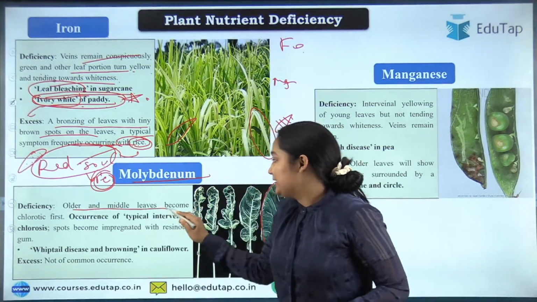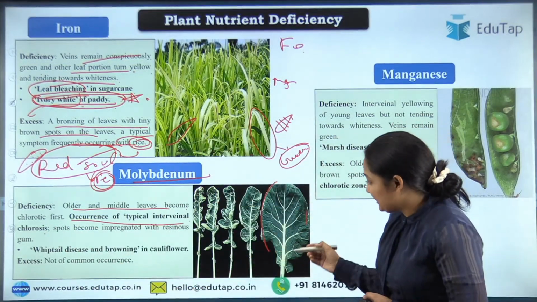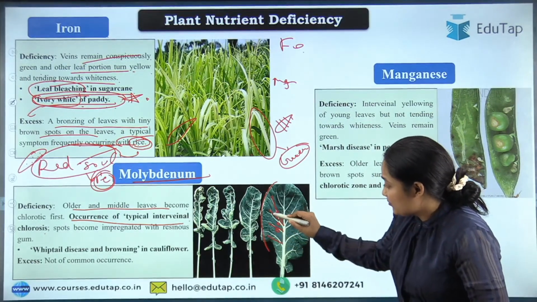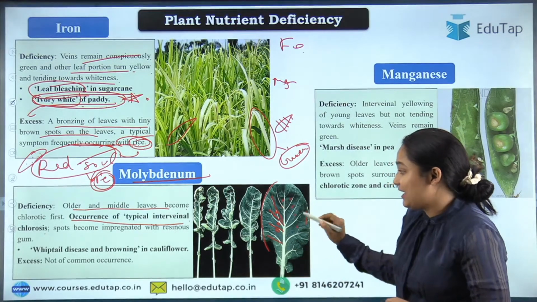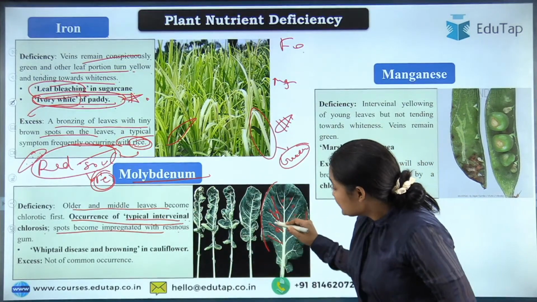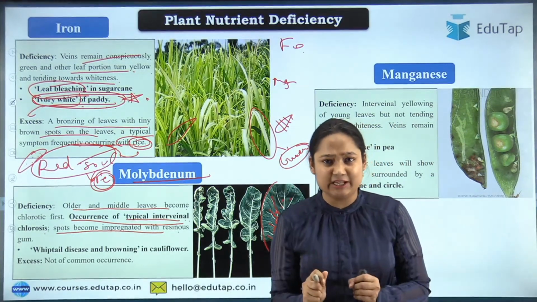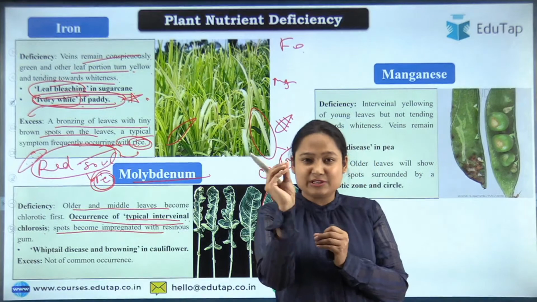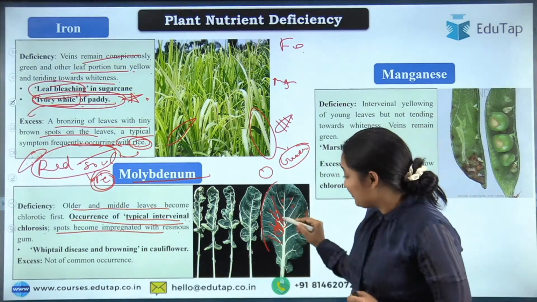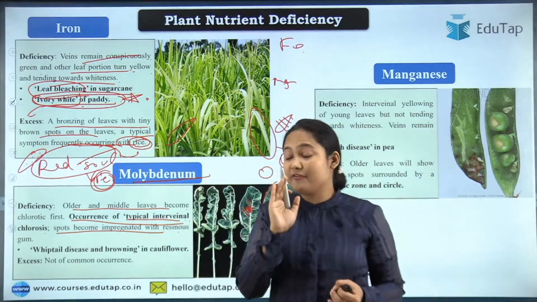Okay, now moving to molybdenum. In molybdenum deficiency, older and middle leaves become chlorotic first, with the occurrence of typical intervenal chlorosis. What is intervenal chlorosis? These are your veins, and in between them browning will happen, and that's why it is called typical intervenal chlorosis. After that, these spots first turn brown, and then a gum-like structure appears. Gum, like Fevicol that you leave to dry, is a little sticky but not sticking. That gum-like structure appears after the spots have grown. This is due to the deficiency of molybdenum.